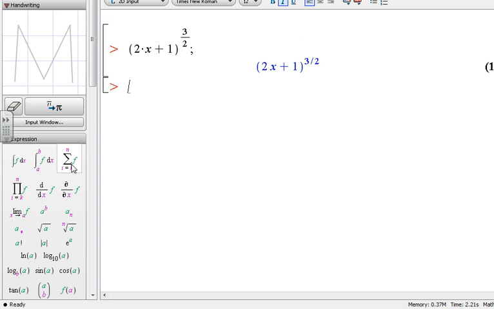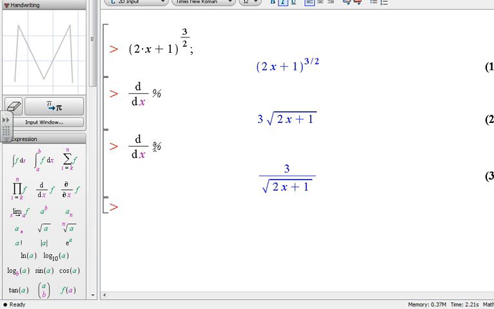Now, I want the first derivative, and I don't know if it's going to do this or not. There we go. And then I'm going to take the derivative. See, if I use the percent key, it takes the derivative of the guy preceding. Yeah, we had 1/2. Well, there it goes.